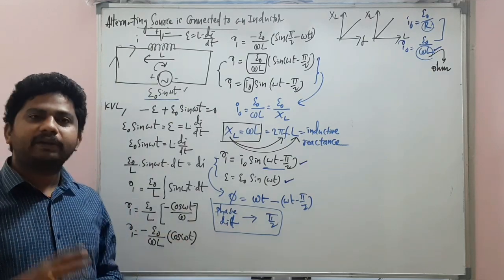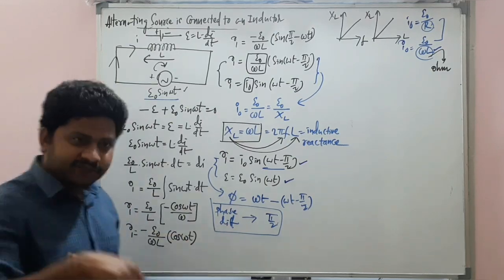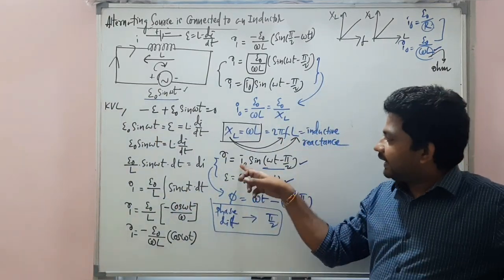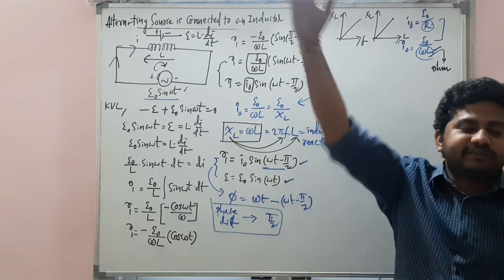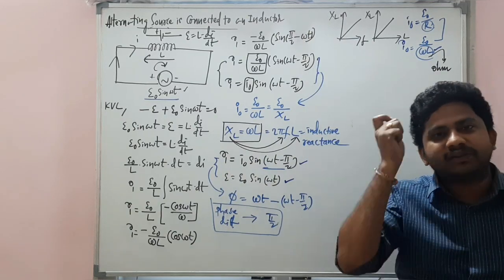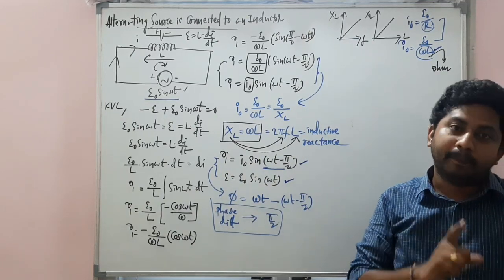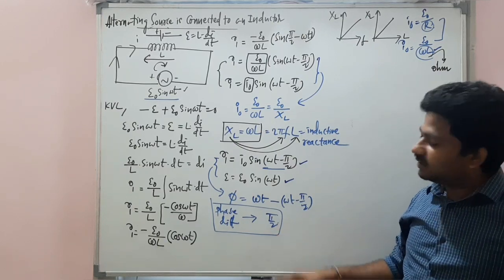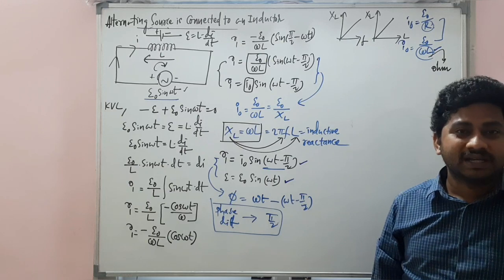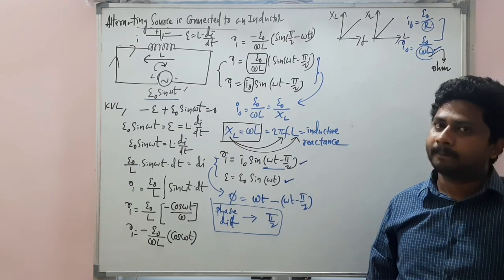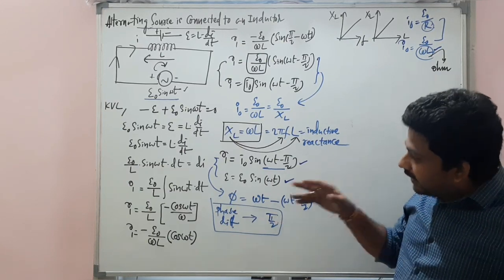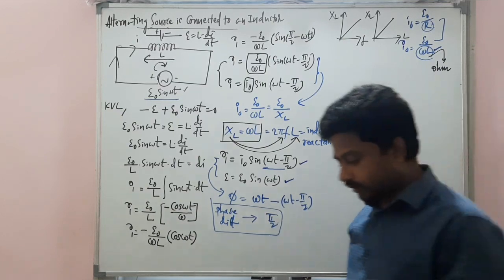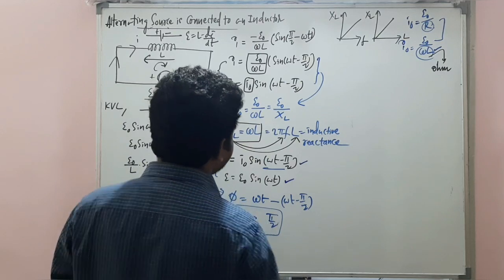So phase difference of pi by 2 means what? When there is no phase difference, both I and E reach maximum at the same time, minimum at the same time, and reach 0 at the same time. But in this case, there is a phase difference of 90 degrees. Okay, clear? And how can you draw this phase difference of 90 degrees? That's the important thing.